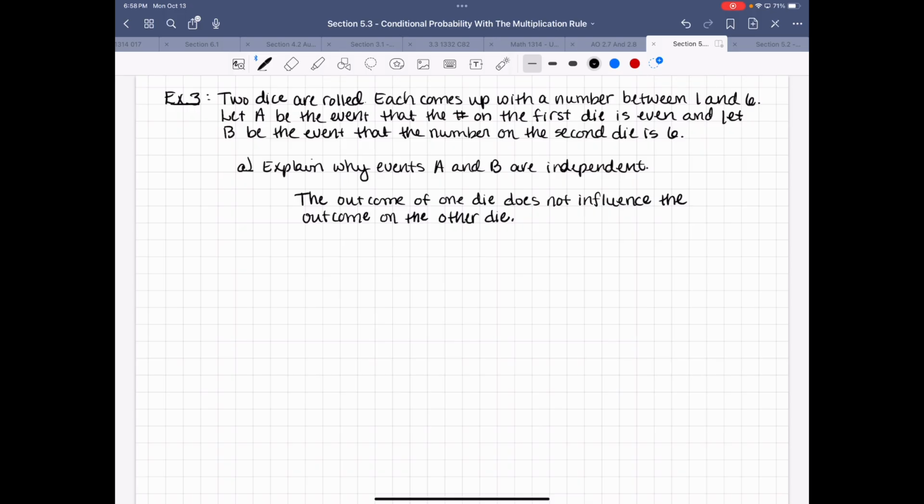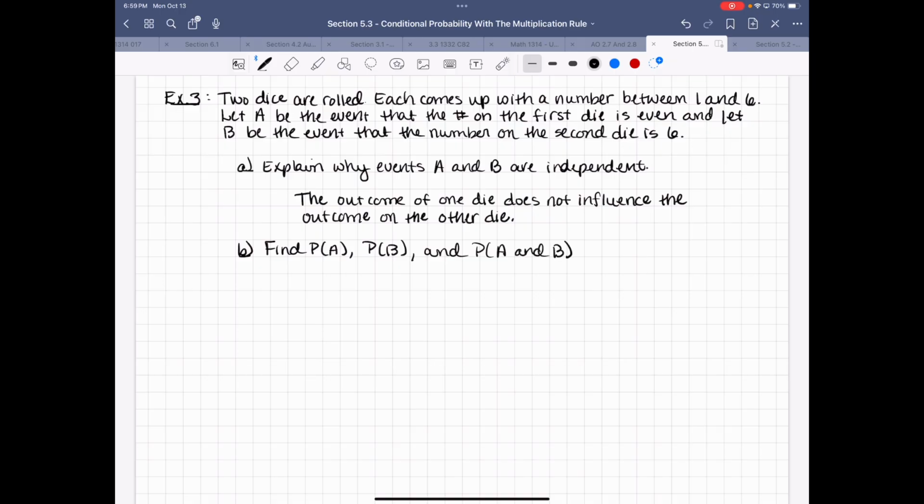That's it. That's the answer to A. That's how they like it worded. B, I want to find the probability of A, the probability of B, and the probability of A and B.